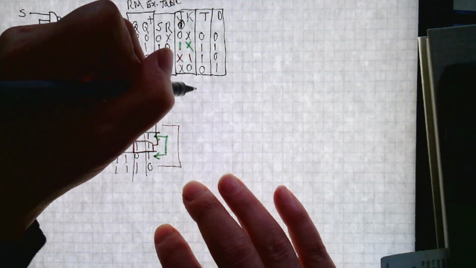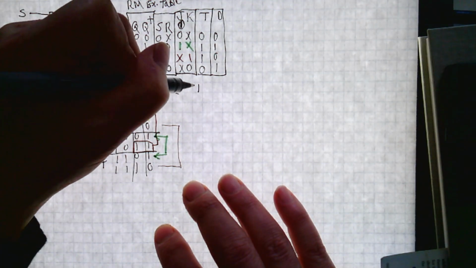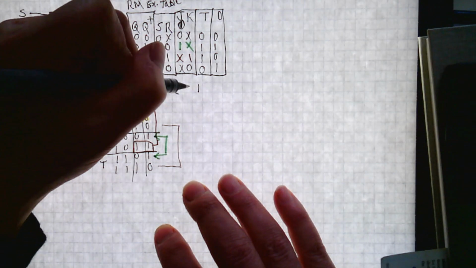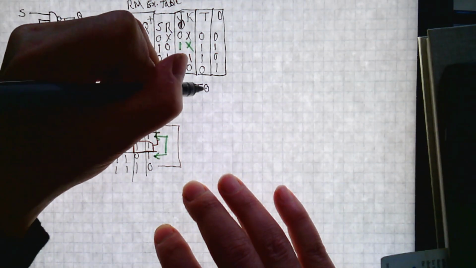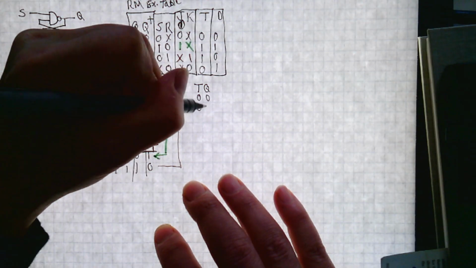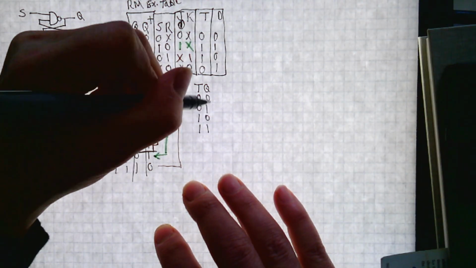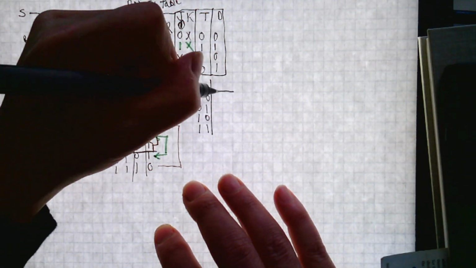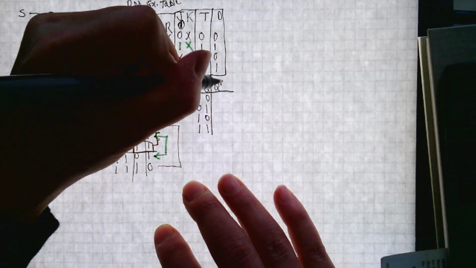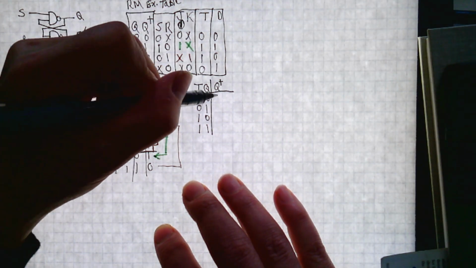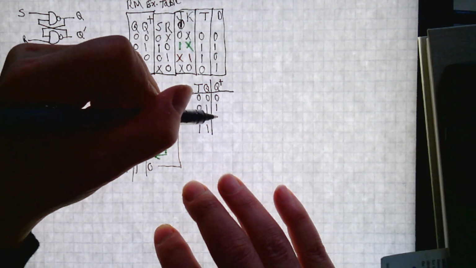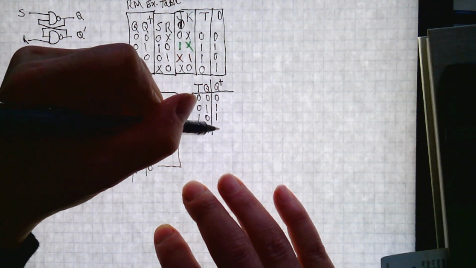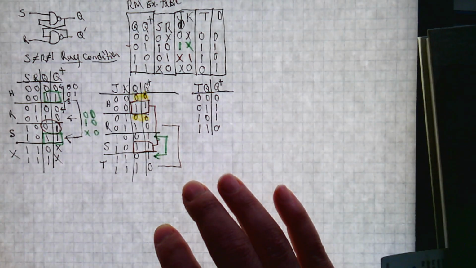Let's see. We'll do T. Let's see. I guess we'll do it consistently. T and Q. Q plus will be 0, 1, 1, 0. Okay.